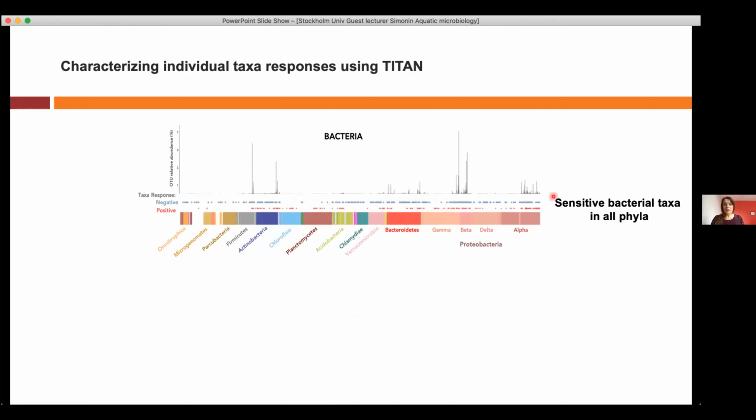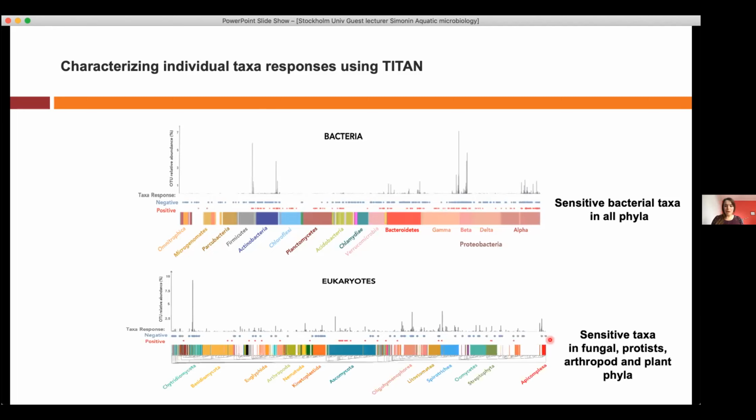For bacteria, we see sensitive bacterial taxa in all phyla. They are everywhere, there are tons of them. You see all the blue points. But we found also, again, some positive responders, like urbanization, mainly among proteobacteria.